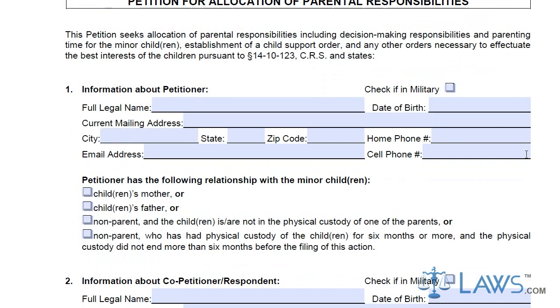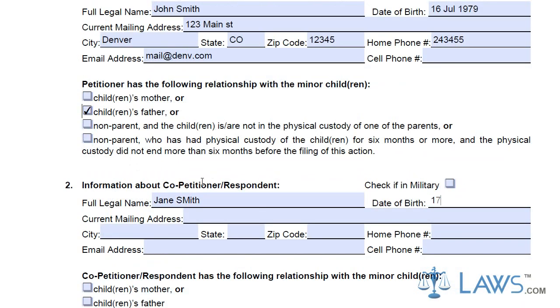For Parts 1 and 2, put the full information of both the petitioner and co-petitioner of the child or children whom custody of is to be determined. Supply a current address, phone number, email address, and military status for each parent. Indicate the relationship of each petitioner to the children.